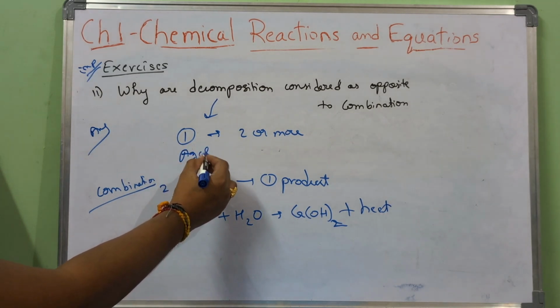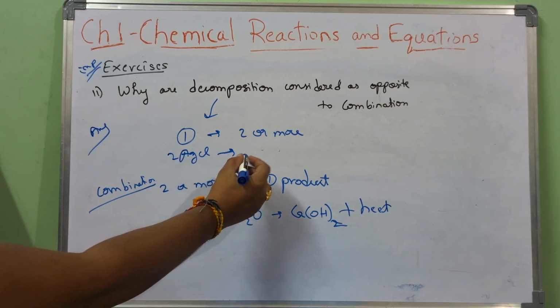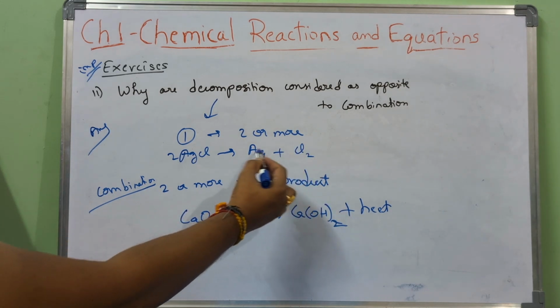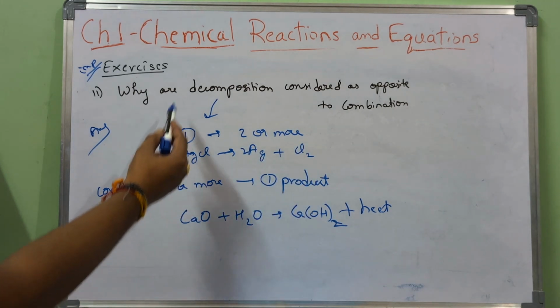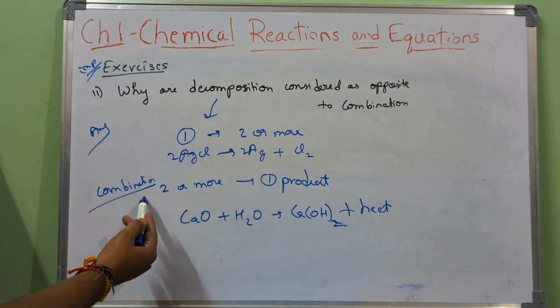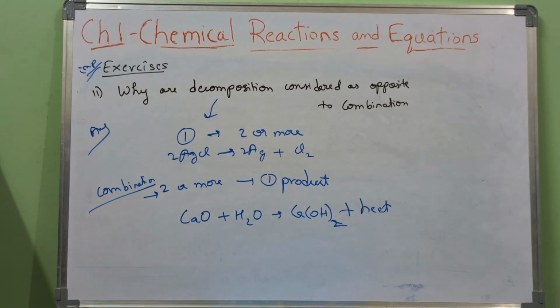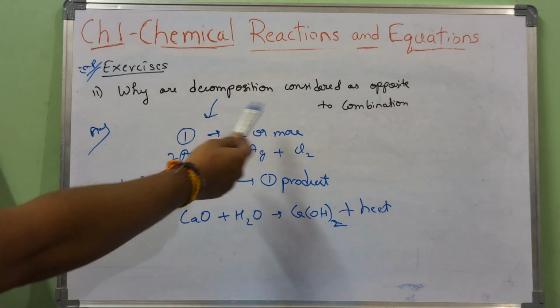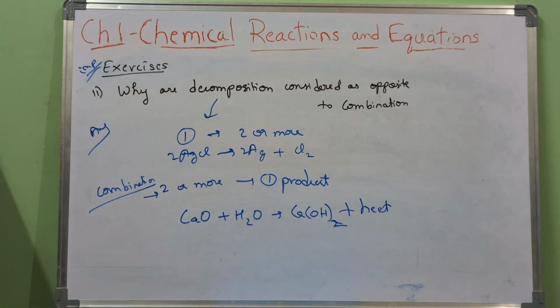It is silver chloride, which we just did. So silver chloride with the help of sunlight, as I already explained, is converted into silver and chlorine. So this is an example for decomposition where one reactant is getting split into multiple products, whereas in combination, two or more reactants are combining into a single product, and this is an example. So if they ask why it is considered opposite, just mention these two definitions are just opposite, that is 1 to 2 or more, or 2 or more to single, and these are the examples. You can also have other examples. If you check my part 3 video, a few other examples of decomposition and combination are explained.